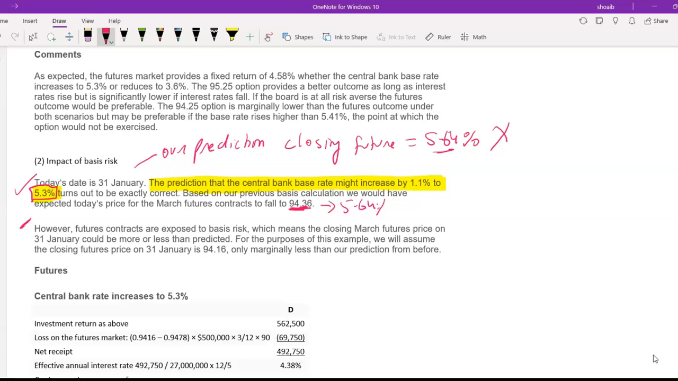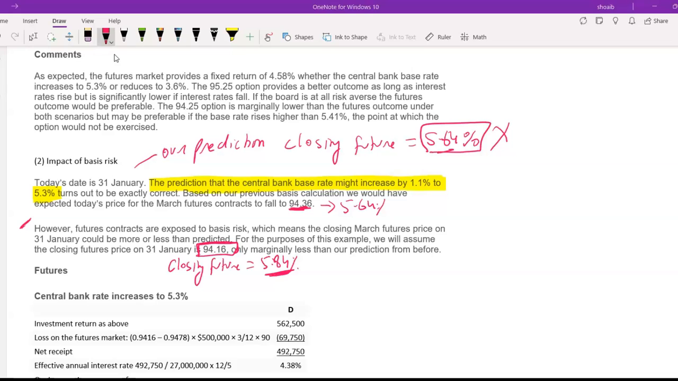However, future contracts are exposed to basis risk, which means the closing March future price on 31st January could be more or less than the predicted. For the purpose of this example, we will assume that closing future price on January is 94.16. Sorry, I assume that this is not 5.3. Closing future is 94.16. 94.16 means 5.84. Are you getting this? We assumed that it should be 5.64.